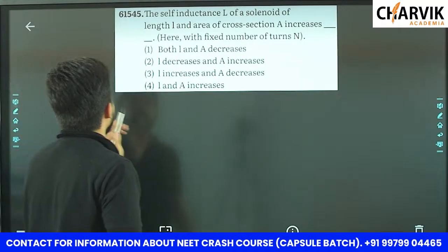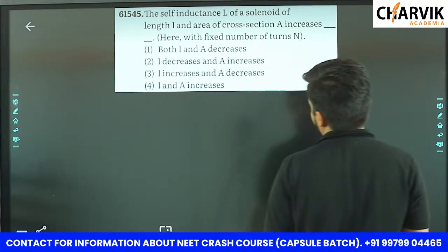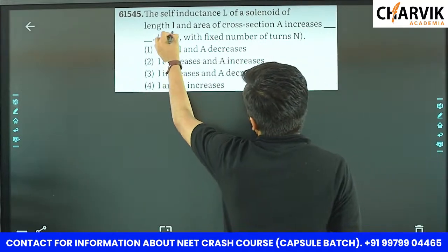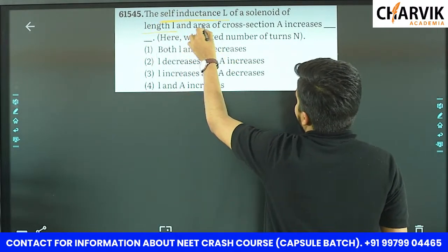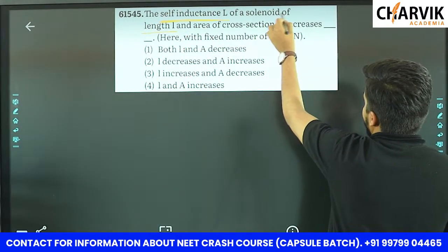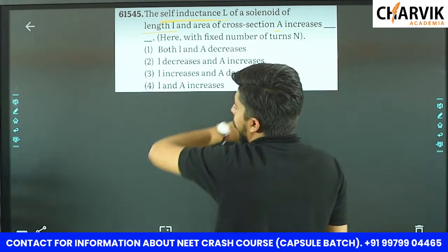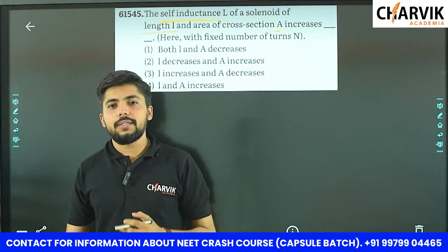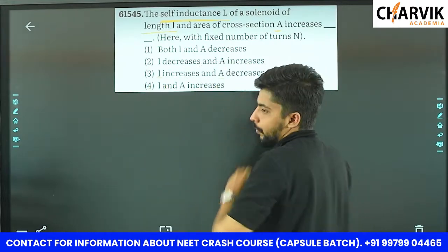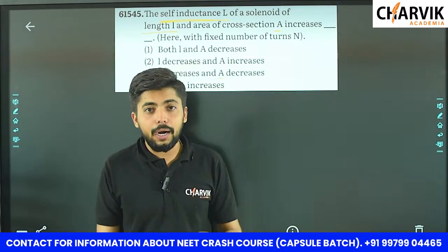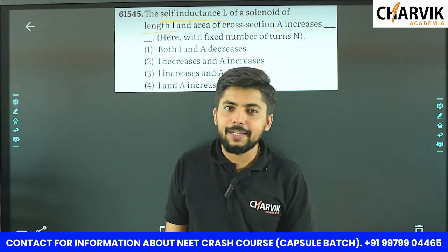Okay, move to the next question. The self-inductance L of a solenoid of length L and area of cross-section A increases. Now, how can you say that the self-inductance is increasing with respect to the length and area? For that you need to remember the formula of the self-inductance of the solenoid.